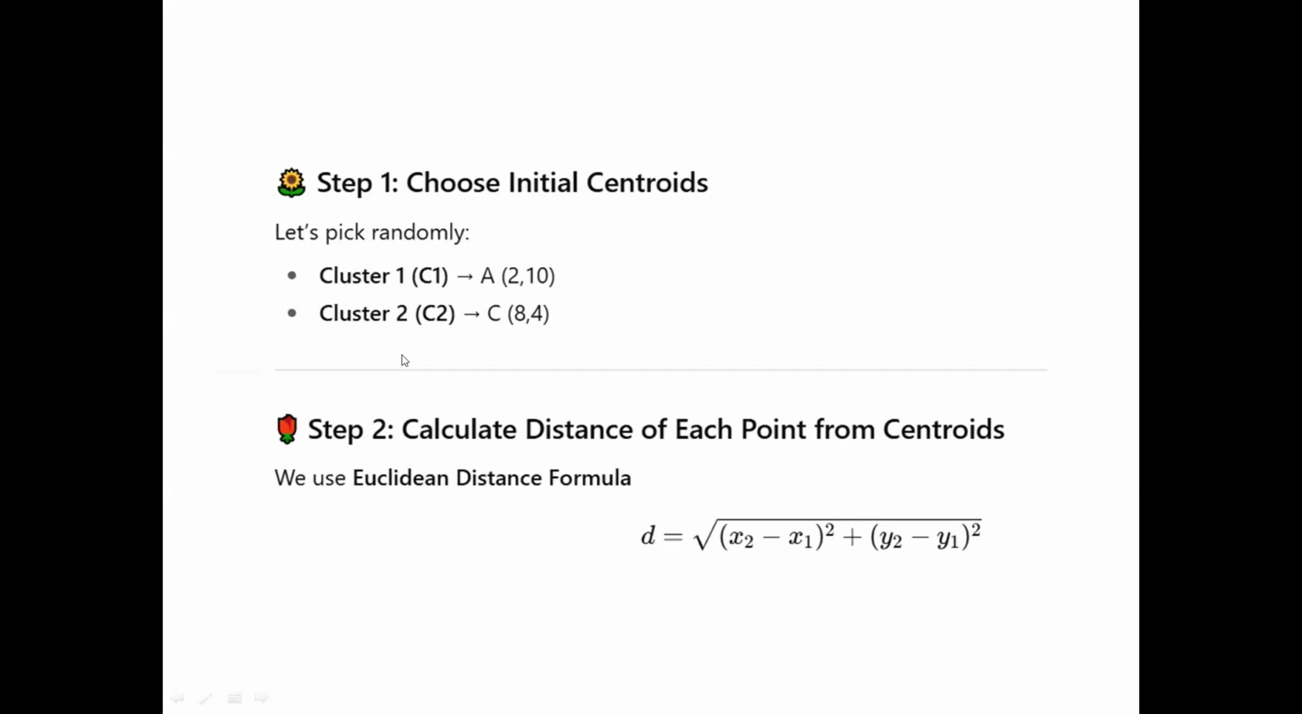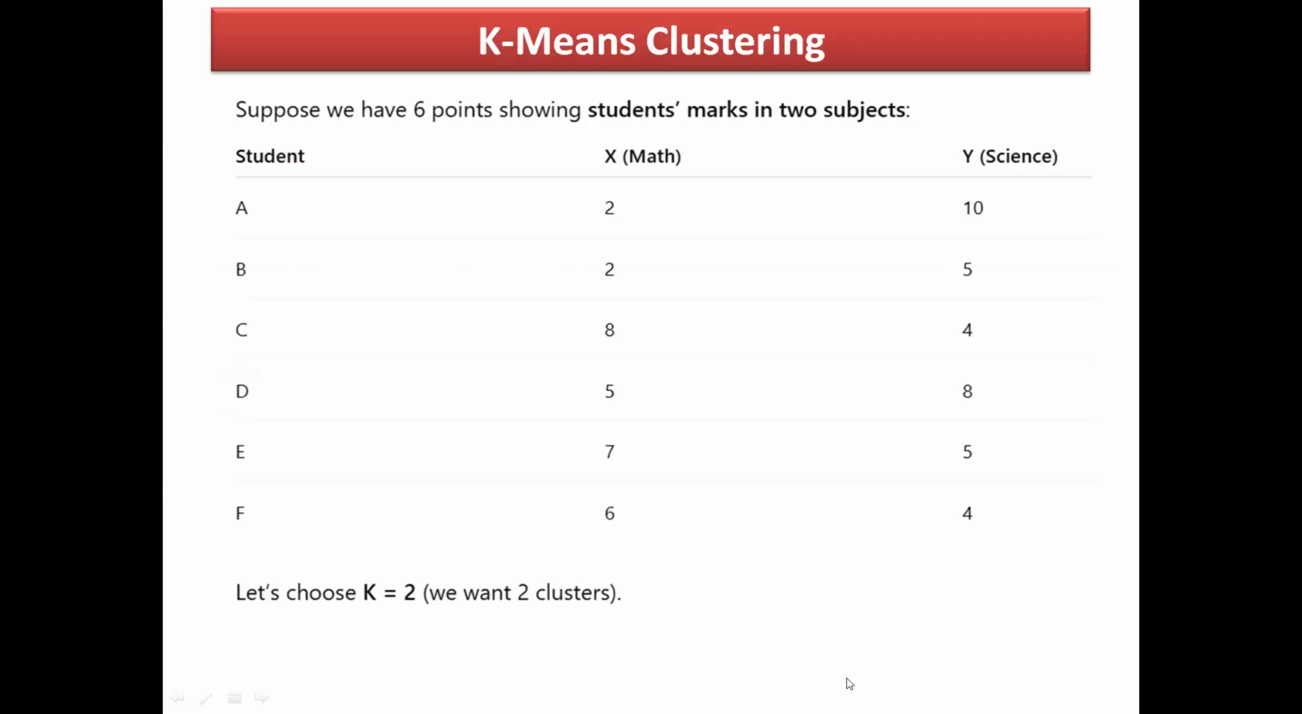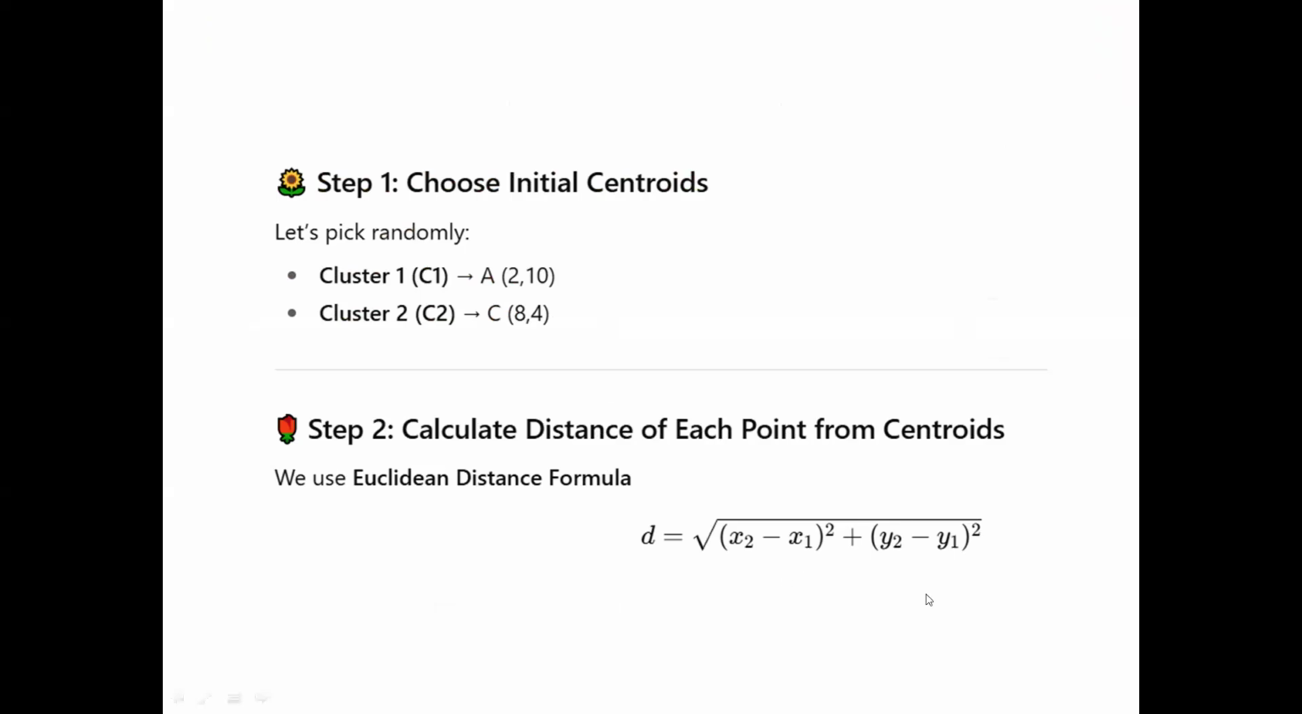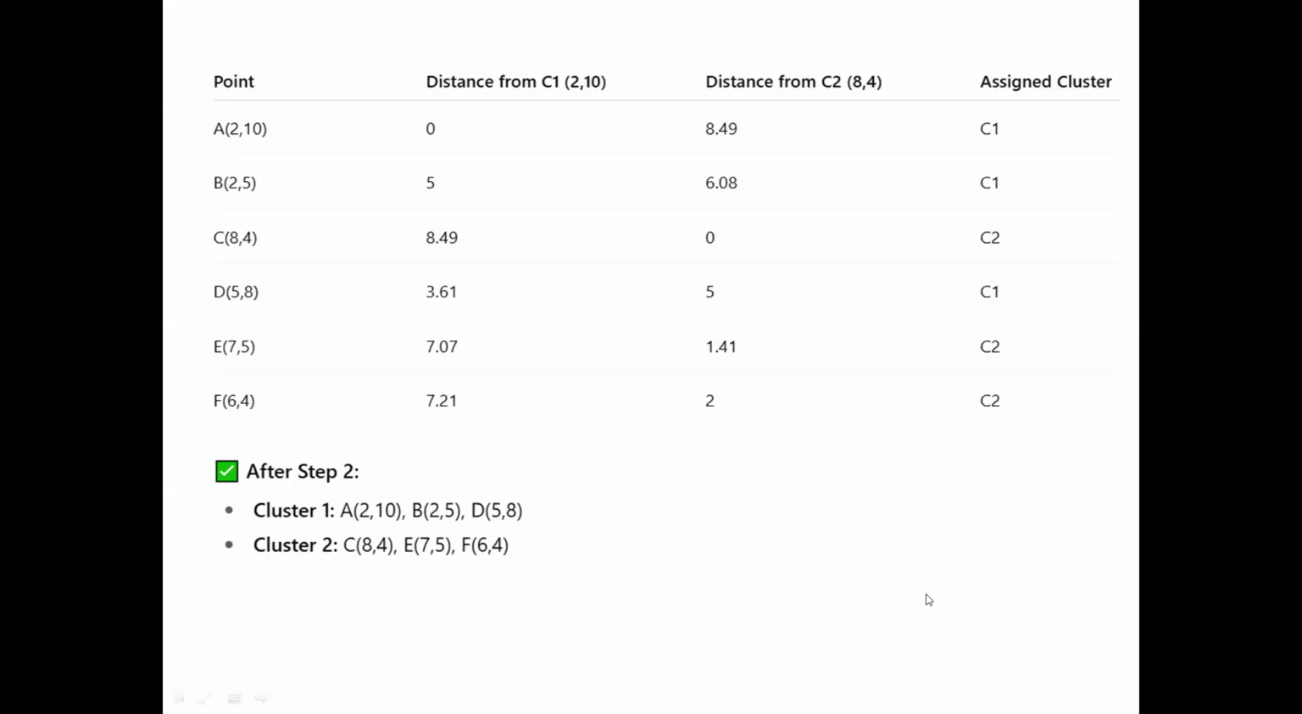So what we are doing is calculating the distance. For example, we want to find out whether F will be associated with A or C. So (6 minus 2) squared, plus (10 minus 4) squared, and then the square root. With this particular calculation, this table will be generated. This type of output we will get, and then we will decide the assigned cluster. After step 2, this one is the assigned cluster.